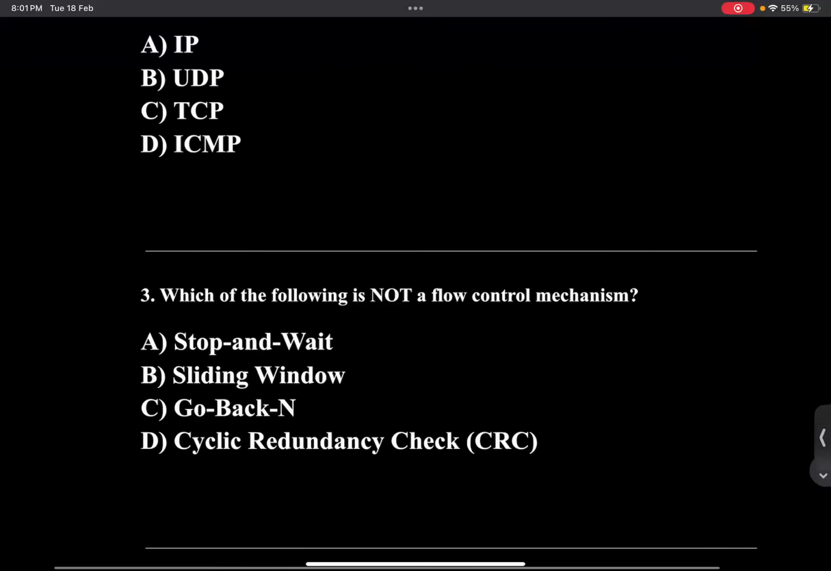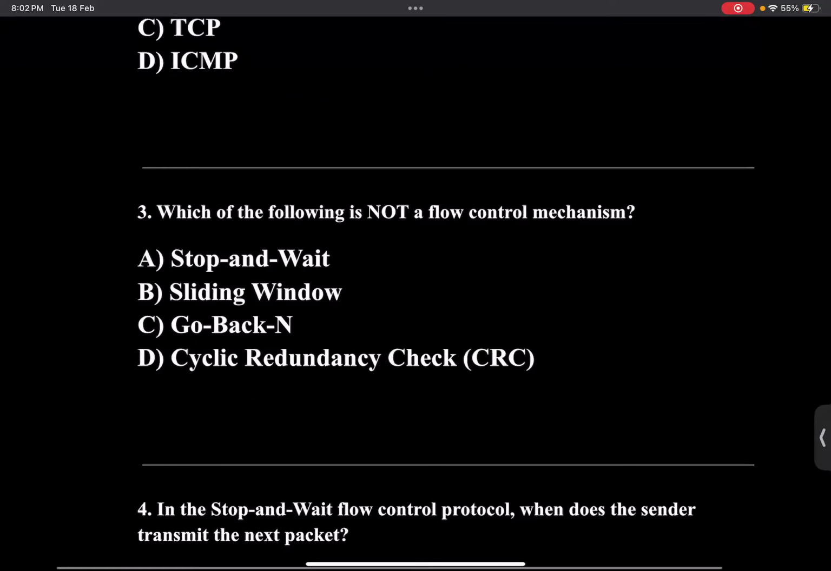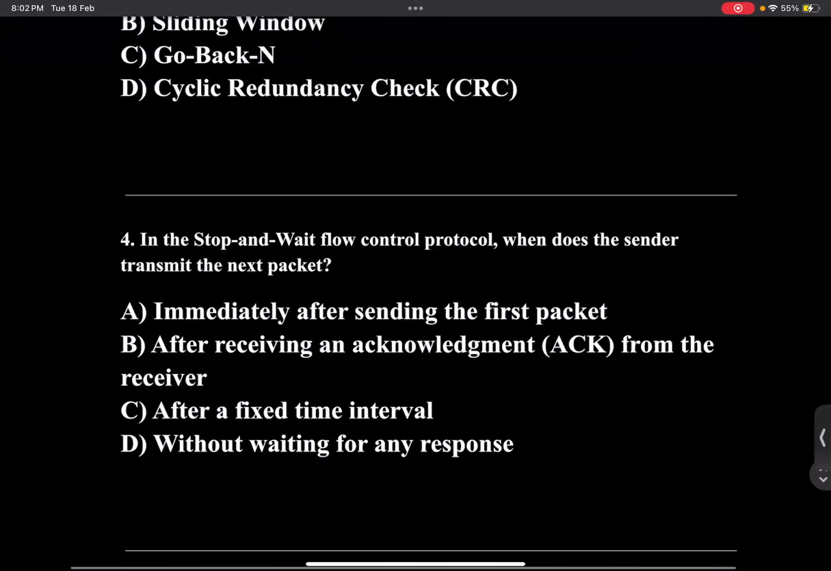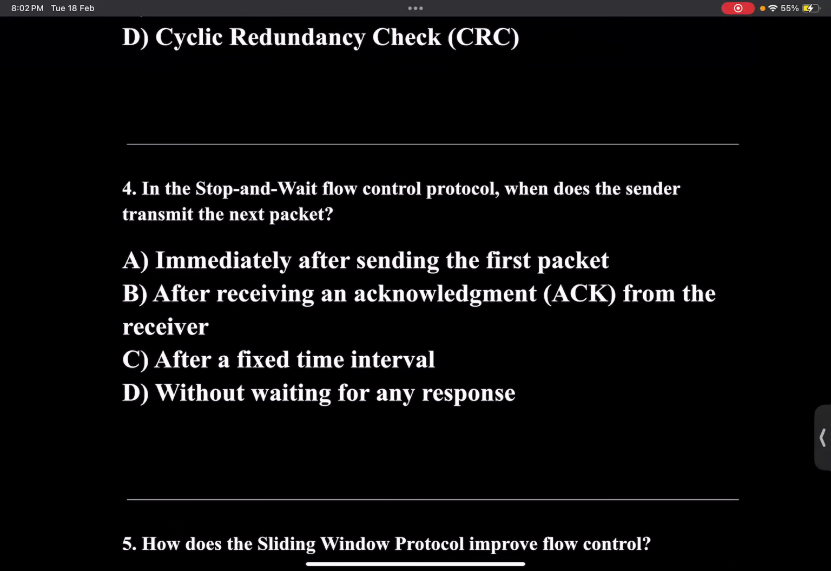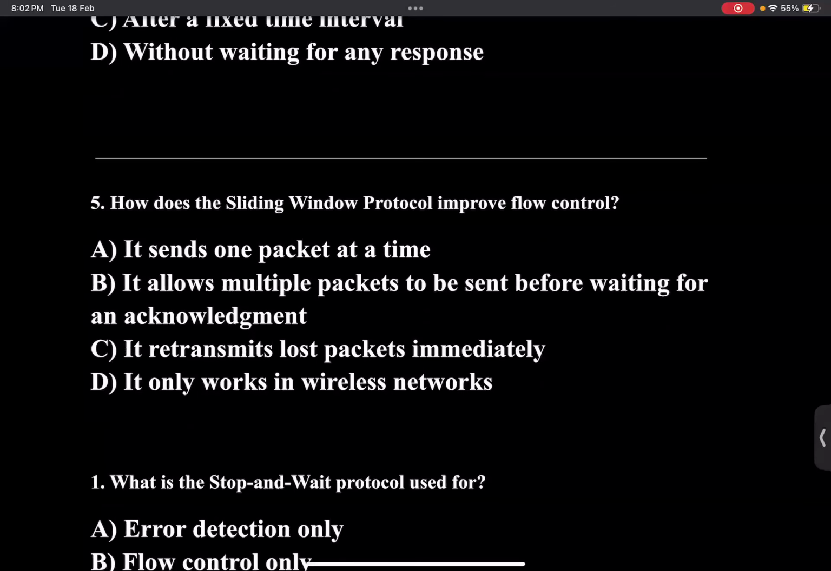Absolutely correct, TCP. Which of the following is not a flow control mechanism? Everyone has answered correctly. Cyclic redundancy check. In the stop and wait flow control protocol, when does the sender transmit the next packet? After receiving an acknowledgement from the receiver. Absolutely correct. How does the sliding window protocol improve flow control? Absolutely correct. It allows multiple packets to be sent before waiting for an acknowledgement.